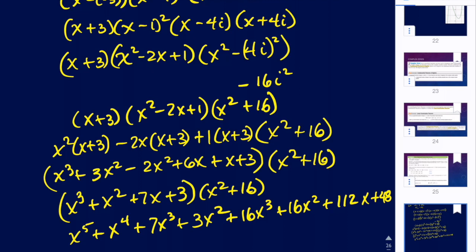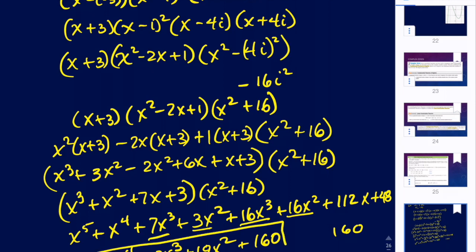Let's see, is there any more cleaning up to do? Yes. 7x to the 3 and 16x to the 3 become 23x to the 3. We've got 3x squared and 16x squared give me 19x squared. I've got an x to the 5 before that and plus x to the 4 before that. And we have 112 plus 48, which is 160. And there we are.